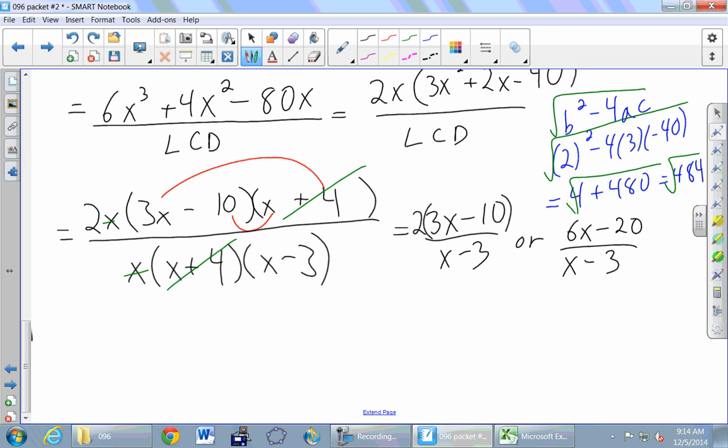Okay, so the activity is on the next page. Raise a flag if I can help.